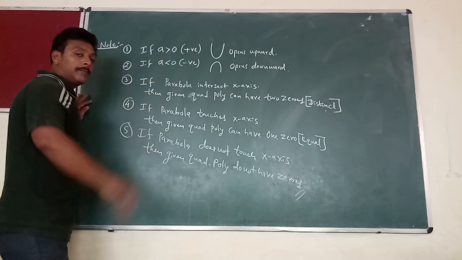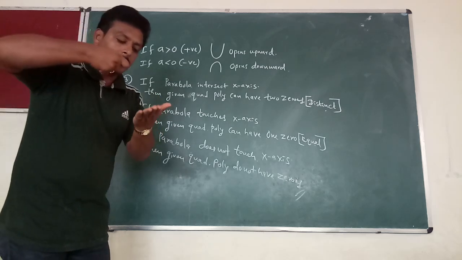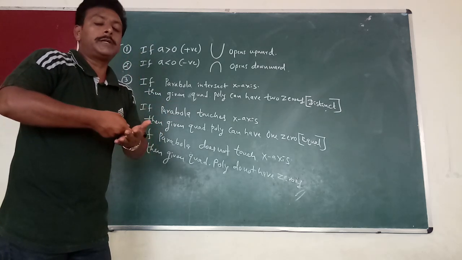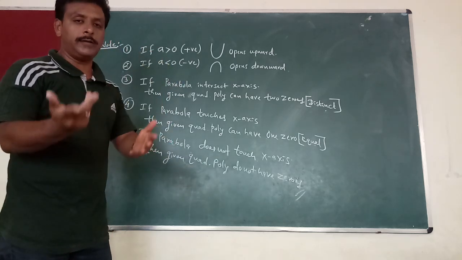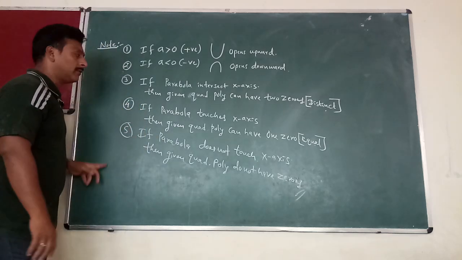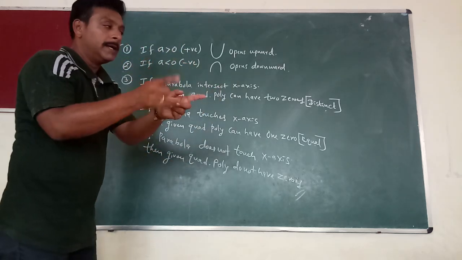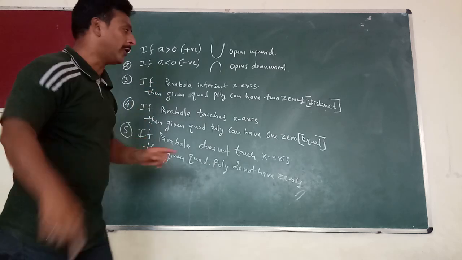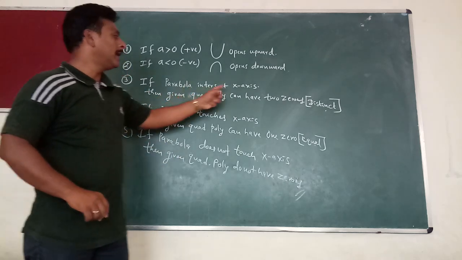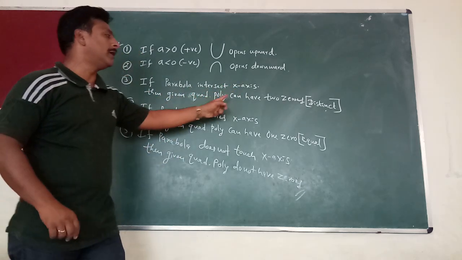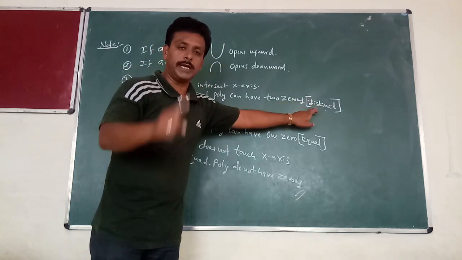Whenever we draw the parabola, sometimes it is going to intersect x-axis, sometimes it is going to touch the x-axis, sometimes it is not at all going to touch also or intersect also. In such a case, what we have to understand, that one I wrote here, third point. If parabola intersects x-axis, it is going to cut x-axis at two different points. Different points we call distinct points. Therefore, if parabola intersects x-axis, then given quadratic polynomial can have two zeros, and both zeros are different, that is, distinct.